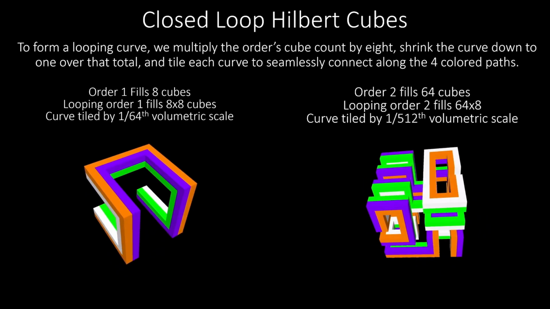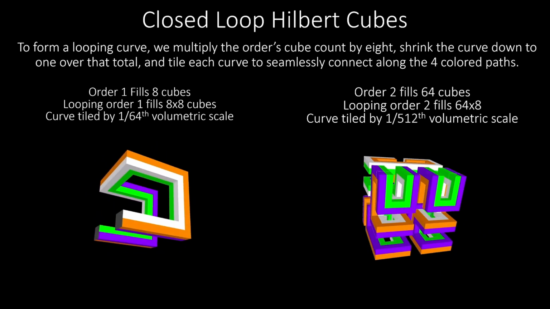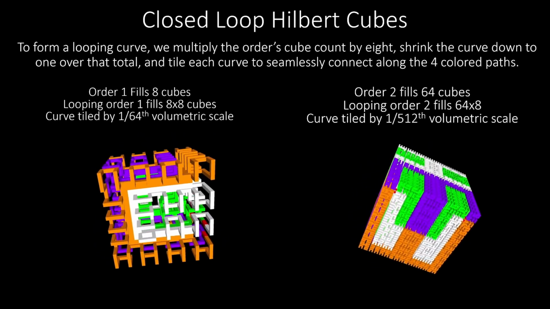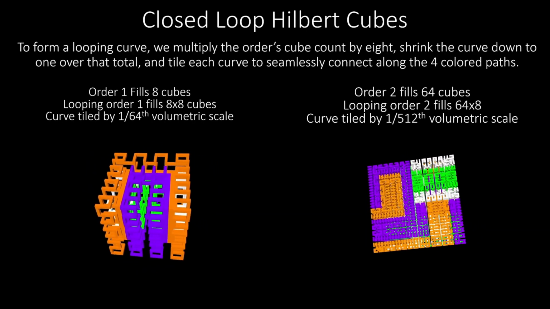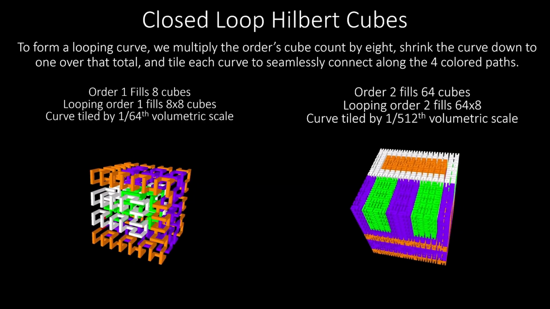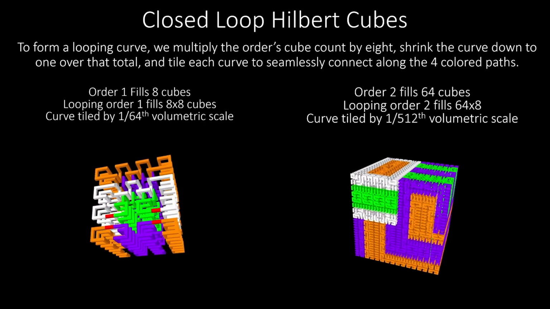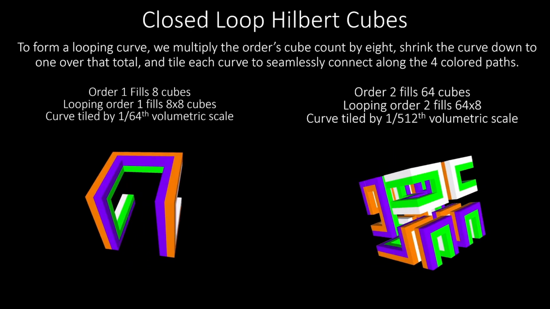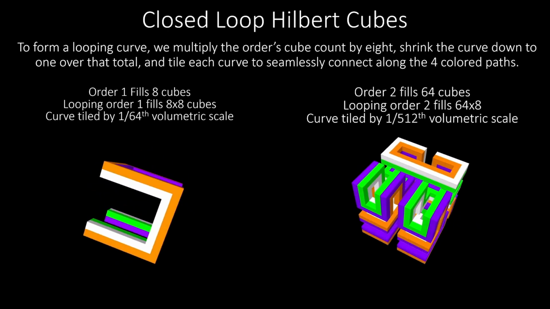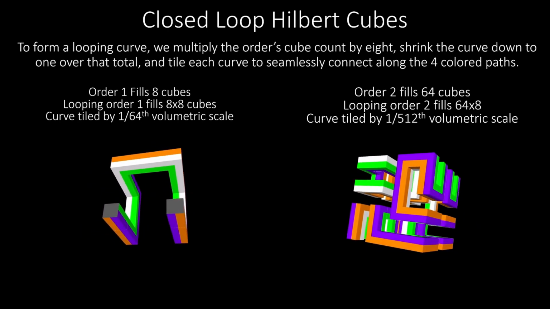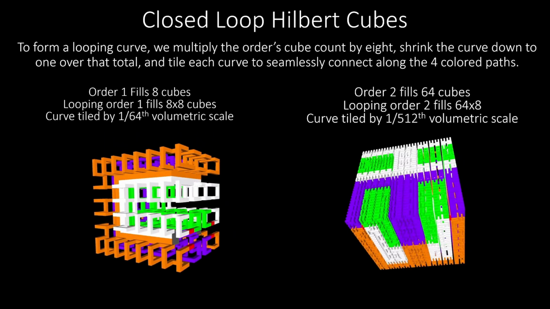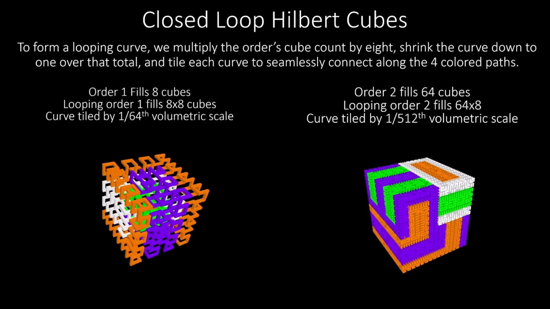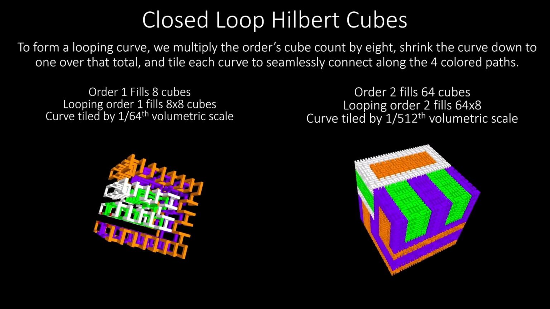Closed-loop Hilbert cubes. To form a looping curve, we multiply the order's cube count by 8, shrink the curve down to 1 over that total, and tile each curve to seamlessly connect along the 4 colored paths. An order 1 Hilbert cube fills 8 cubes. A looping order 1 Hilbert cube fills 8 times 8 cubes. The curve is shrunk to 1/64th the volumetric scale of the order 1 and then tiled along the 4 colors.